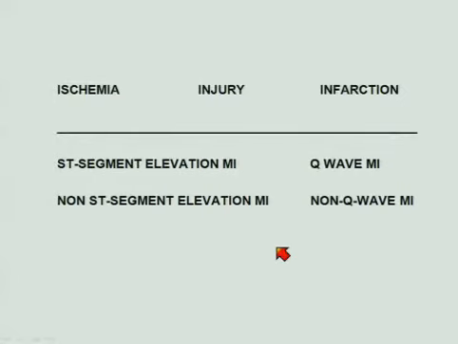Electrocardiographically, ischemia is characterized generally by ST and T wave abnormalities. Injury, we're generally talking about transmural injury or epicardial injury, by which I mean ST segment elevation. And infarction electrocardiographically generally means Q waves 25 to 30 to 40 milliseconds in duration.